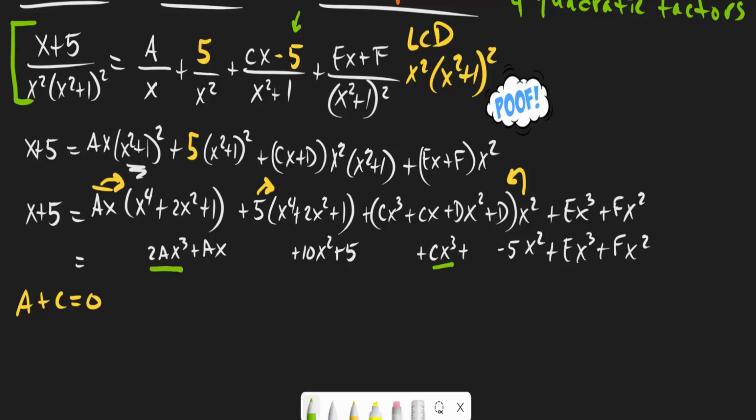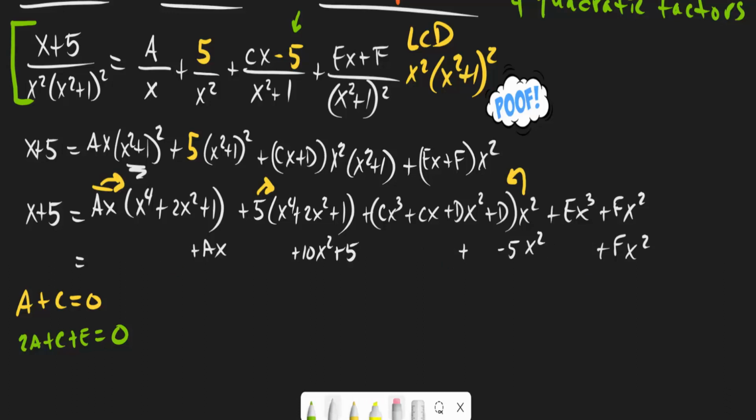This one, and this one. So we have 2a plus c plus e, and those are also equal to 0 because again we don't have an x to the third on the left hand side of the equation. Okay, so I'm just going to leave that as is for now. Okay, so let's get rid of those terms. That way it looks a little bit cleaner.